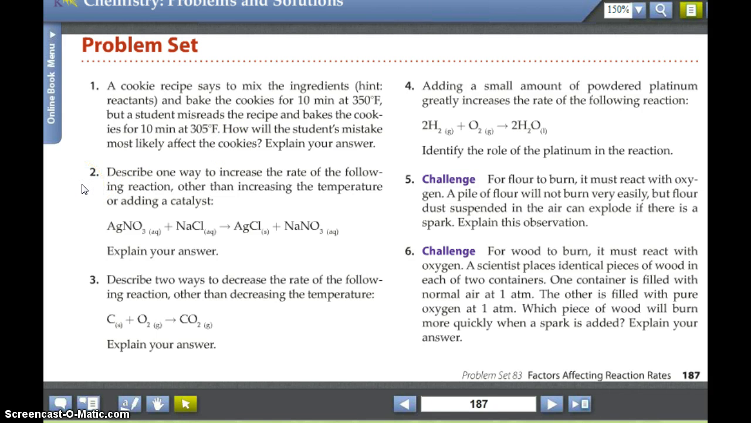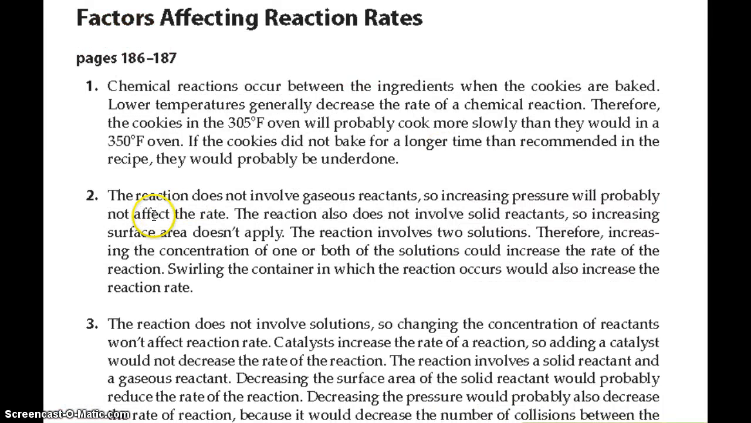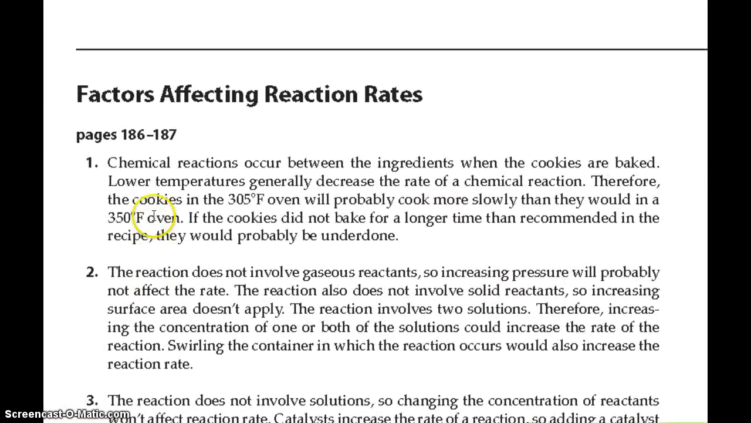Question 2. Describe one way to increase the rate of the following reaction other than increasing temperature or adding a catalyst. So we have silver nitrate, aqueous, dissolved in water, plus sodium chloride or salt, also dissolved in water. That's that AQ, aqueous, yields sodium chloride and aqueous sodium nitrate. Okay, hit pause, and the answer is the reaction does not involve gaseous reactants.